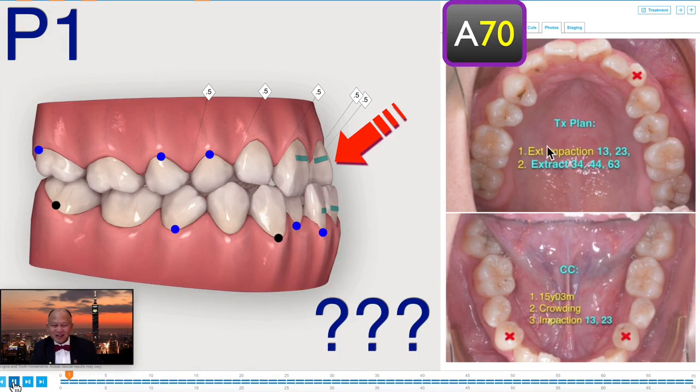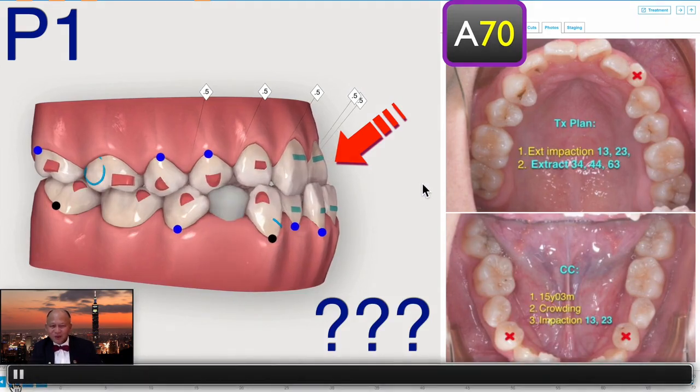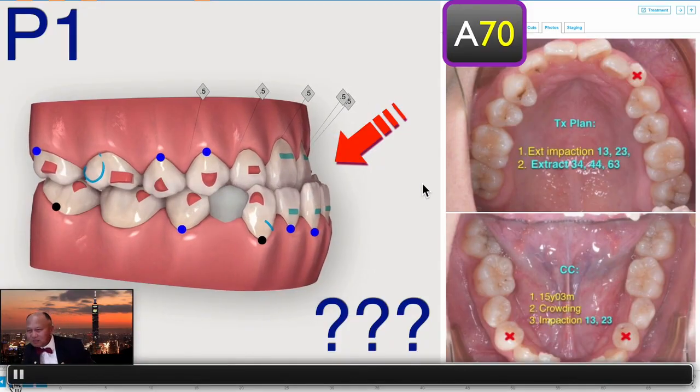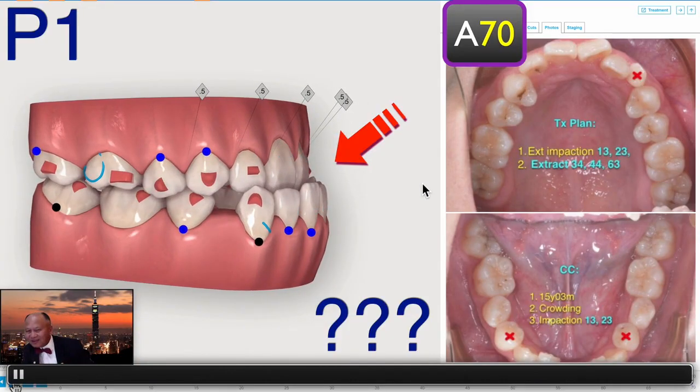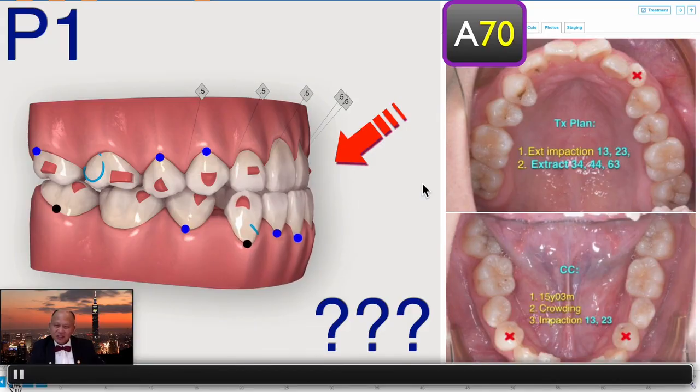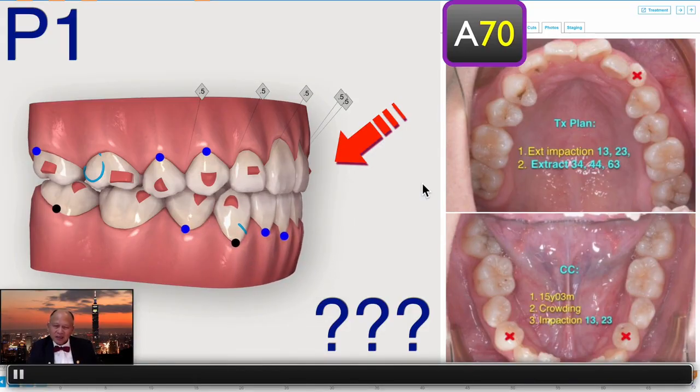So I look at plan 1, and my dear friend, would you tell me what's wrong with this plan 1? Is it reasonable to have 70 aligners to fix this problem? Why do we need to retract the upper incisor in the early stage?